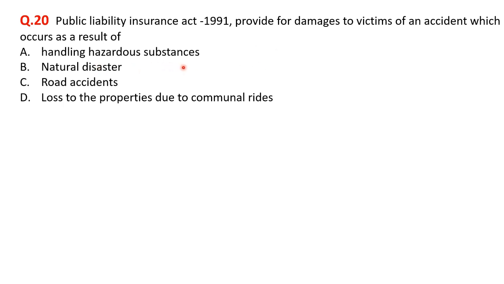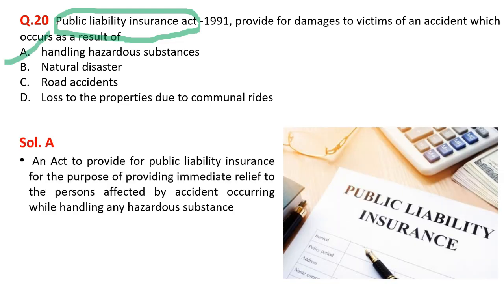Option A, handling hazardous substance; natural disaster; road accidents; loss of properties due to communal rights. Among these, the Public Liability Insurance Act is considered for handling hazardous substance. So now in an industry, if some mishap happens and if it gets blasted, something like that, if there are any casualty or fatality, they will get financial assistance through this insurance scheme launched by the government.